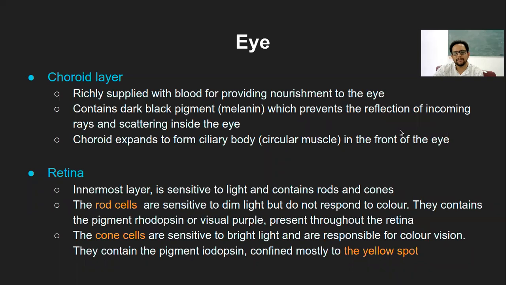And the retina, that was the last one we looked at, which is the innermost layer, and it had two different types of cells: rod cells and cone cells. Rod cells are sensitive to dim light, and they contain this pigment called rhodopsin or visual purple. And the cone cells are sensitive to bright light, and are also responsible for color vision, and they contain the pigment called iodopsin. And the yellow spot, we'll discuss today, like I had said last time. So these were the different structures we had looked at earlier.